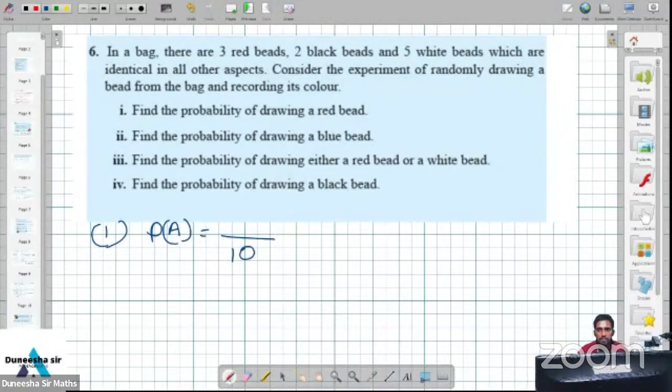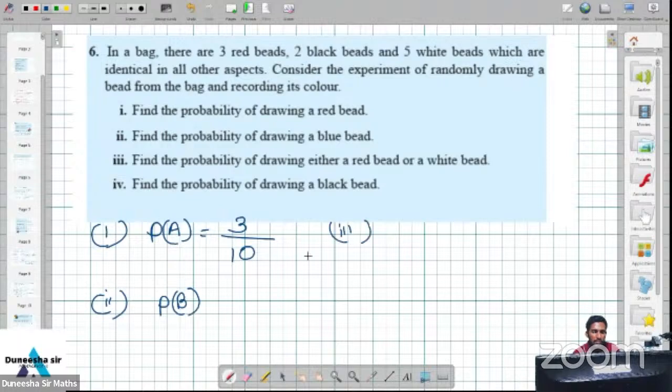3. Yes, my answers are correct. Then the probability of getting a red bead is 3/10. Can you get the others? Getting blue, PB.